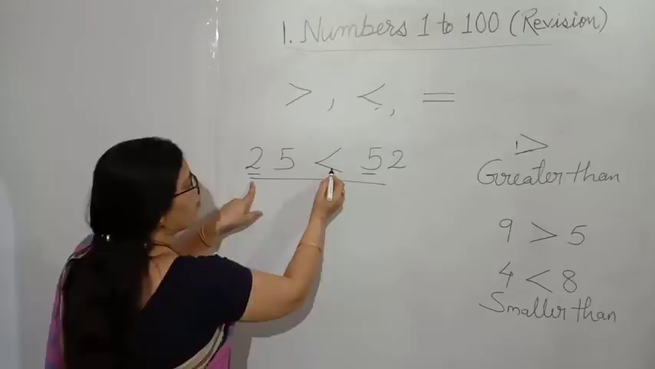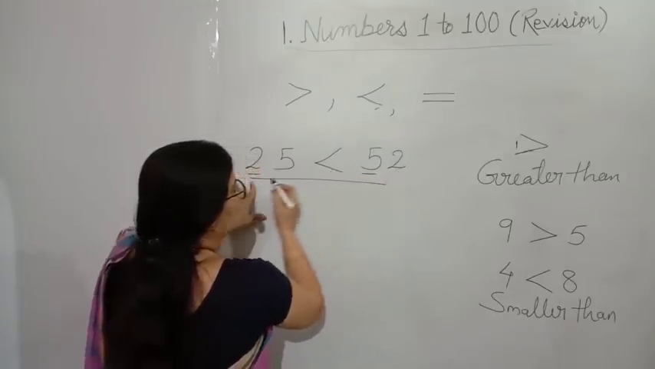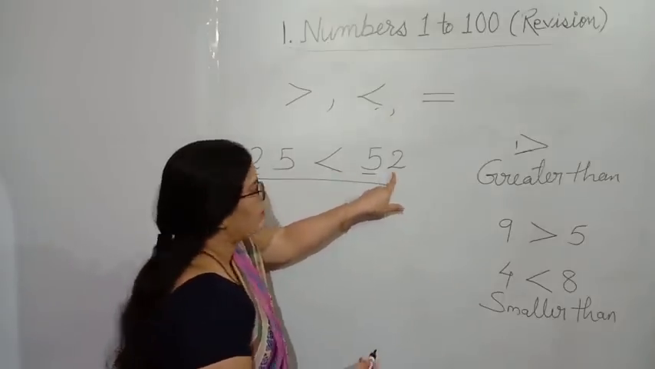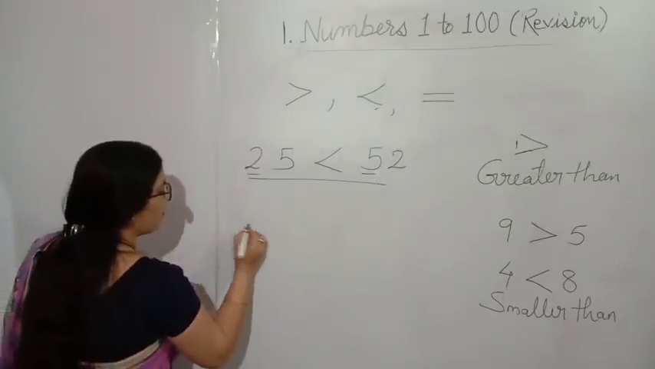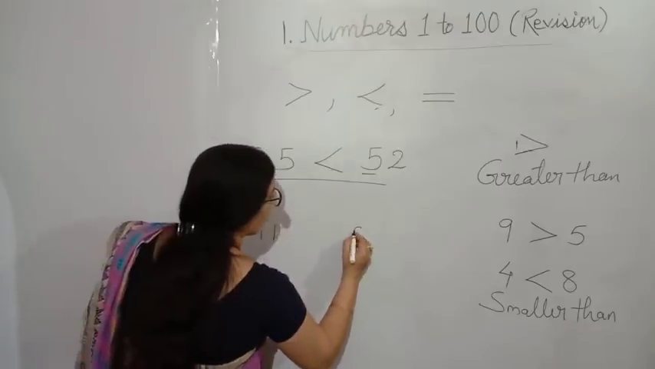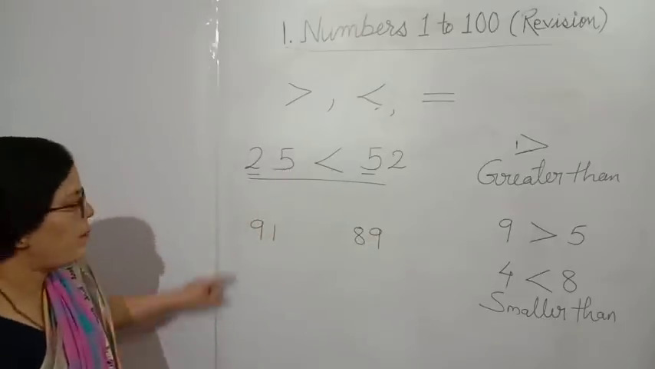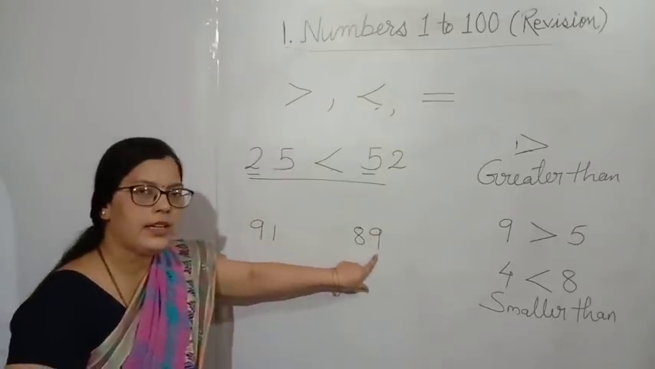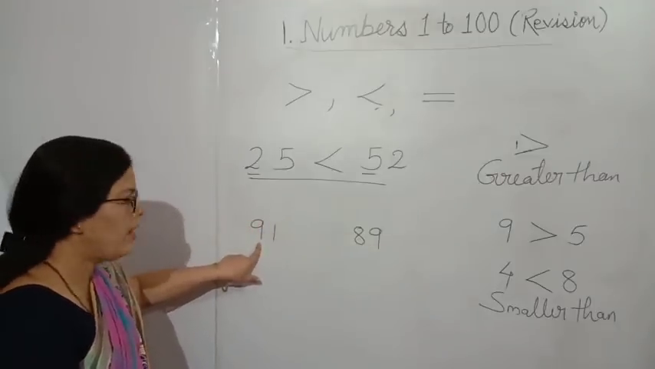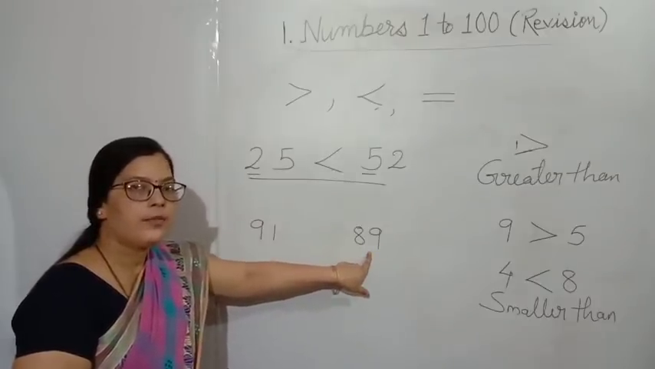25 is smaller than 52. Now compare 91 and 89. Okay, now compare these two numbers, 91 and 89. 91 is the bigger number and 89 is the smaller number.